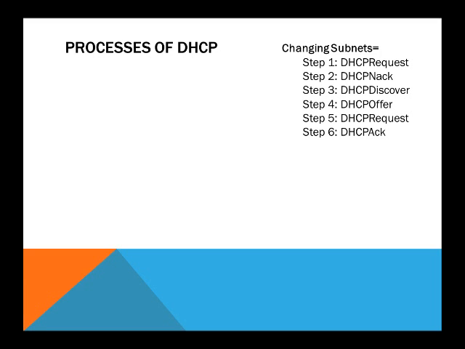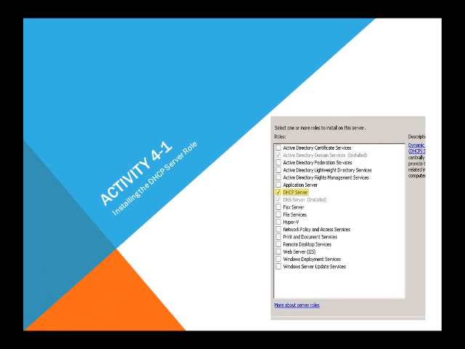So when the client receives the NAK, it sends out a DHCP discover message, and then that server responds to that message and gives a DHCP offer of a different IP address. Then the client responds to the server asking it to give it the address that it needs. The server responds with a DHCP ACK. Now we're going to do activity 4-1, which is installing the DHCP server role.